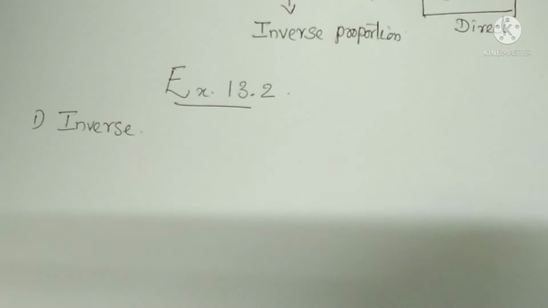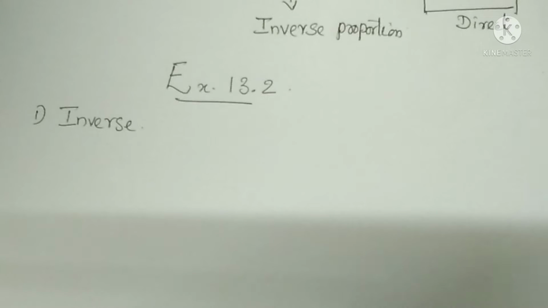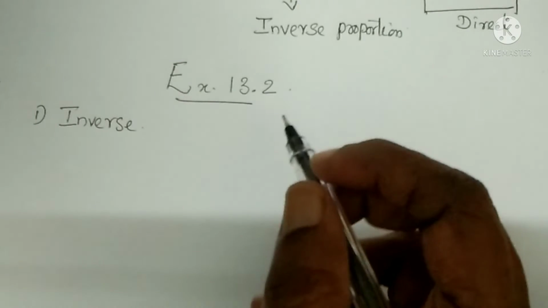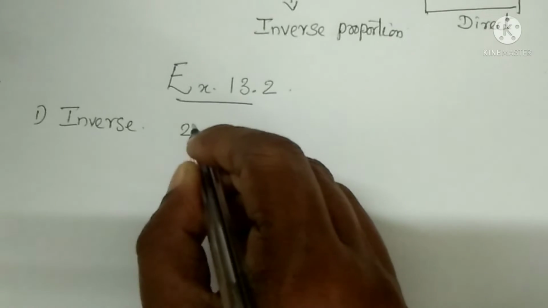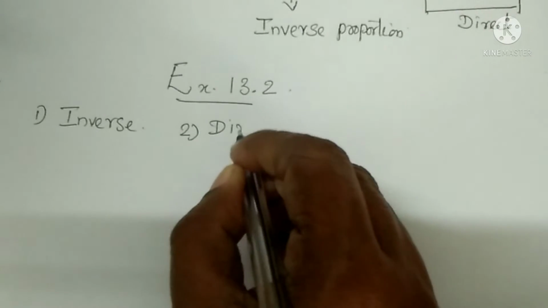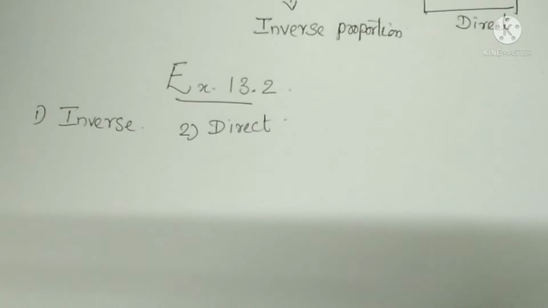Now the second question is the time taken for a journey and the distance travelled at a uniform speed. What do you mean by uniform speed? Uniform speed means the same speed throughout. Okay. So if a vehicle is moving with the same speed, how much time will it take? When you increase the distance, it will take more time. So the more the distance, the more will be the time. So both are increasing. So it is direct variation. So the first one is inverse, the second one is direct.